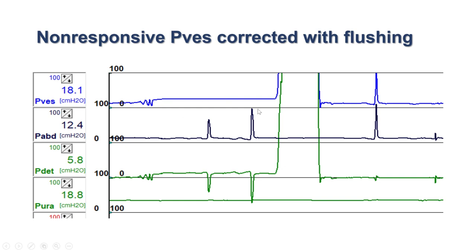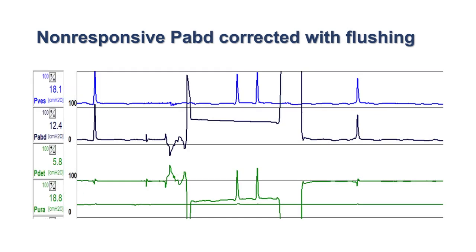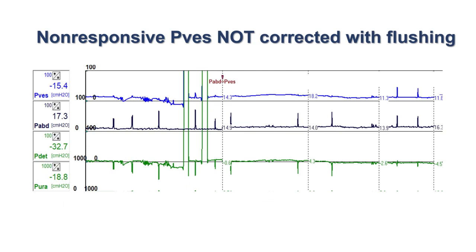Non-responsive PVES we can see in the first half of the graph; while flushing, it becomes responsive. So it is because of the air bubble. A similar thing can happen in the P rectum. On the left side, we can see there is no response in the P abdomen, but after flushing, there is a good response in the P abdomen, and it is because of the air bubble.